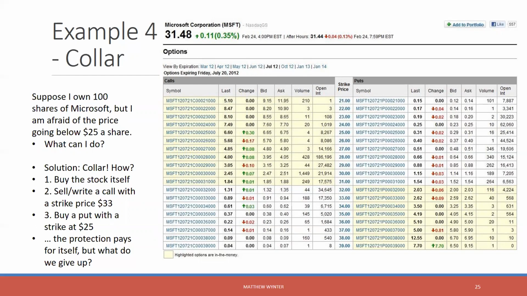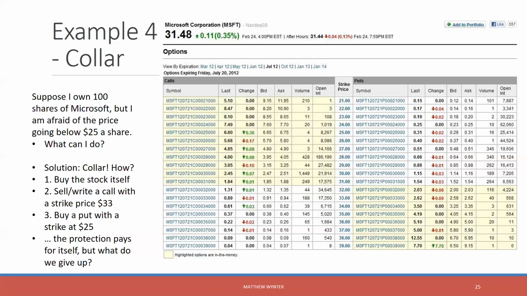Well, you already own the stock itself, so you can write a call with a strike price of 33 bucks per share, and you can buy a put with a strike price of 25. Let's make sense of that. You own the stock. When you buy the put, you're buying protection to sell the stock at 25 bucks per share, right? Because you're worried that the stock price is going to fall.